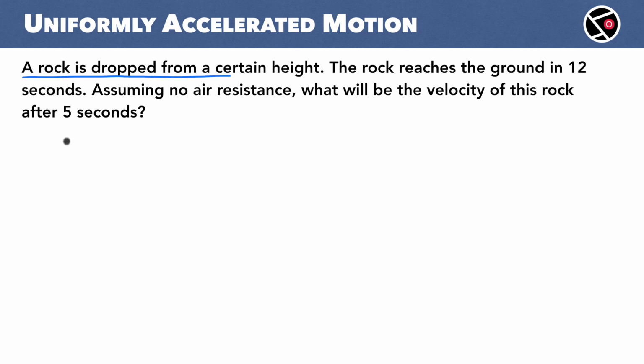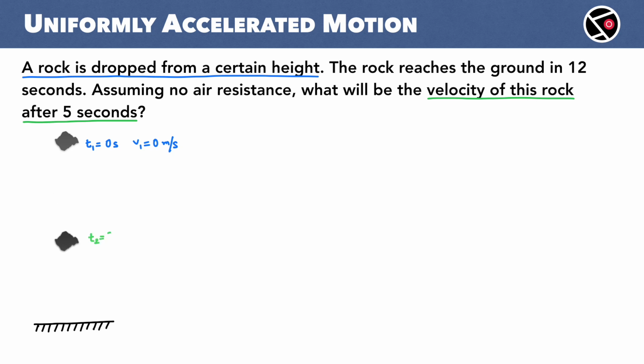So we start with the rock. It is held above the ground. Initially, at time 0, its velocity is 0. We need to find the velocity of this rock after 5 seconds. Time is 5 seconds. Velocity is unknown. The rock reaches the ground in 12 seconds. Time is 12 seconds.